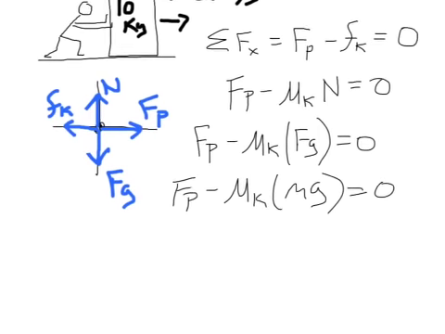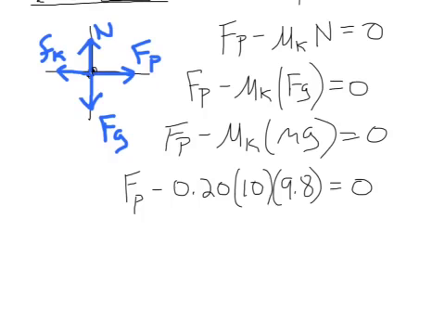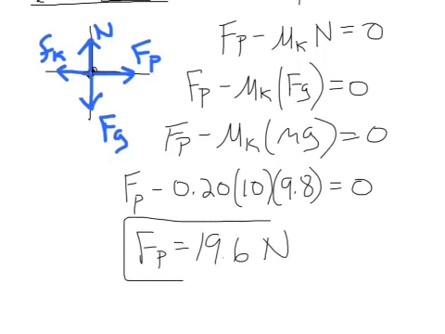So then we can begin to plug in numbers, substitute in numbers, and solve. So when we look at that, this 0.2 is our coefficient of kinetic friction for wood on wood. That's where that comes from. It's from the table in the previous slide. And we solve this, and we end up with 19.6 newtons. That's how hard she's pushing.